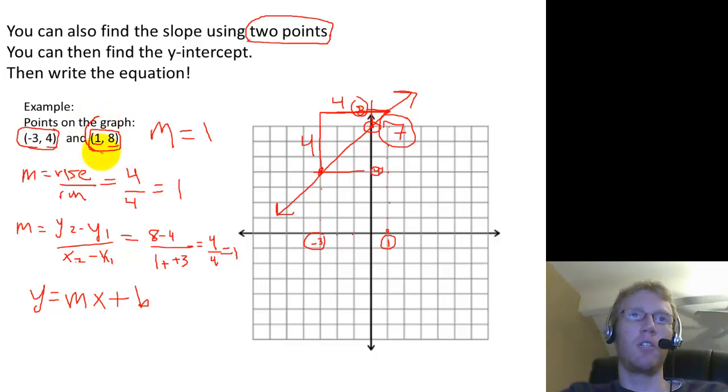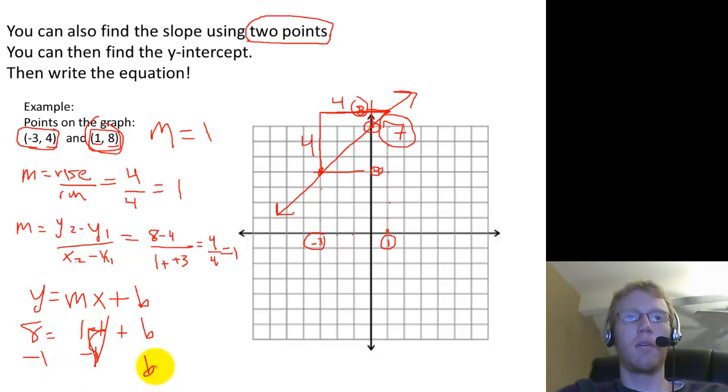I'm going to choose this point. I'm going to plug in the y value is 8. My slope was 1. My x value is 1. 1 times 1 plus b. Okay, 1 times 1 is just 1, so I can just subtract 1, cancel, and I get b equals 7.